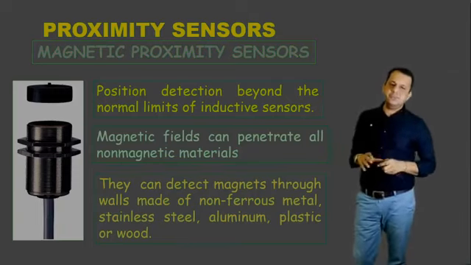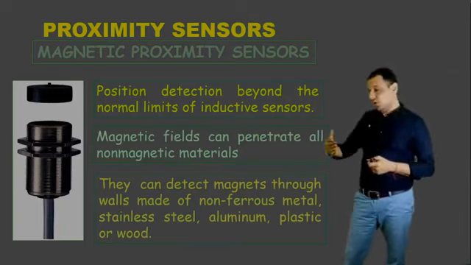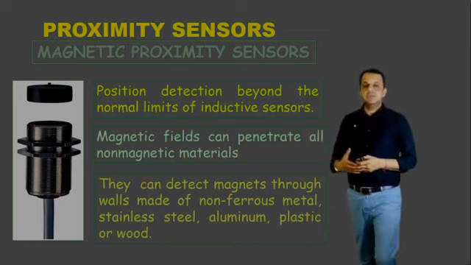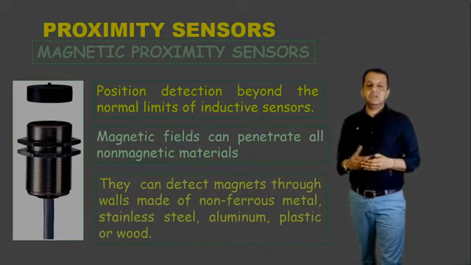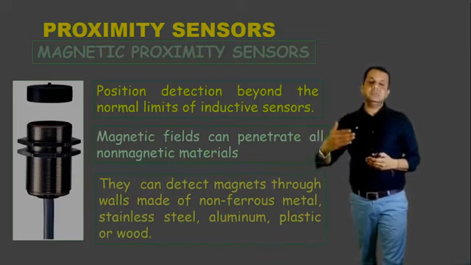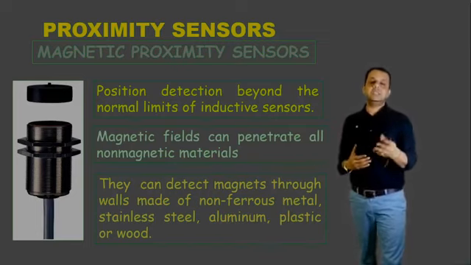So let's go ahead with the other magnetic proximity sensors. This is once again position detection beyond the normal limits of the inductive sensor. See, we had the capacitive sensor, then we had inductive. Now we go beyond a certain range. If you want to extend the range, you have another methodology.